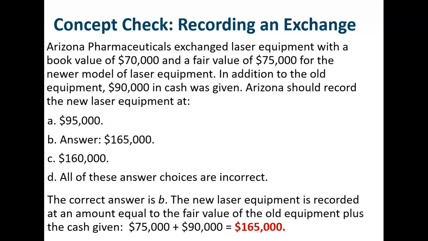The correct answer is B. The new laser equipment is recorded at an amount equal to the fair value of the old equipment plus the cash given. $75,000 plus $90,000 equals $165,000.